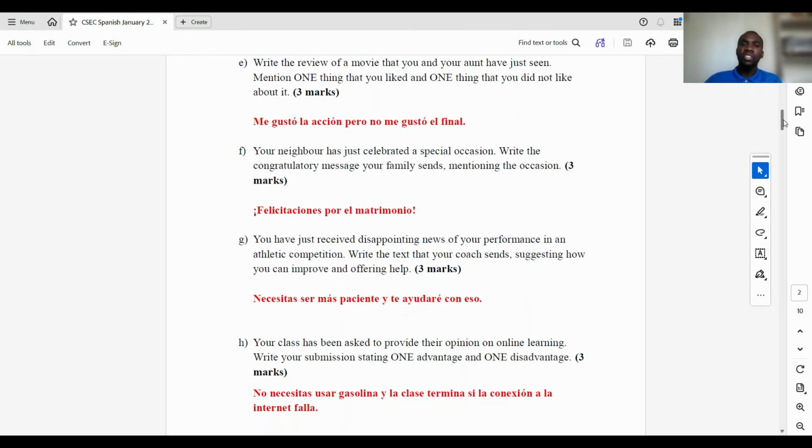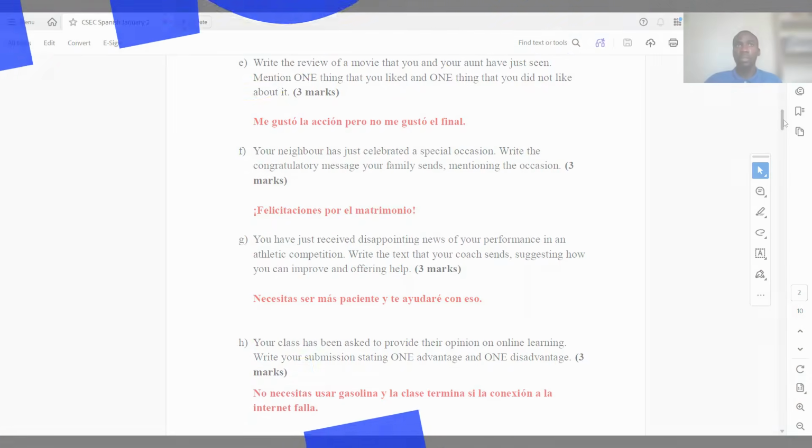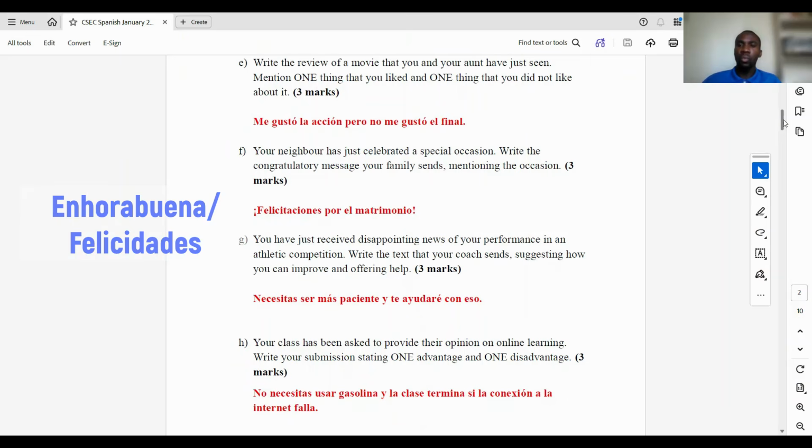F, your neighbor has just celebrated a special occasion. Write the congratulatory message your family sends mentioning the occasion. So you have to first congratulate them. Felicitaciones, that's one way. You could also say, of course, enhorabuena or felicidades, but you have to mention the occasion. So what are you congratulating the neighbor on? So this is the specific occasion. Felicidades por el matrimonio. So por followed by the celebration or occasion. So congratulations on the marriage.